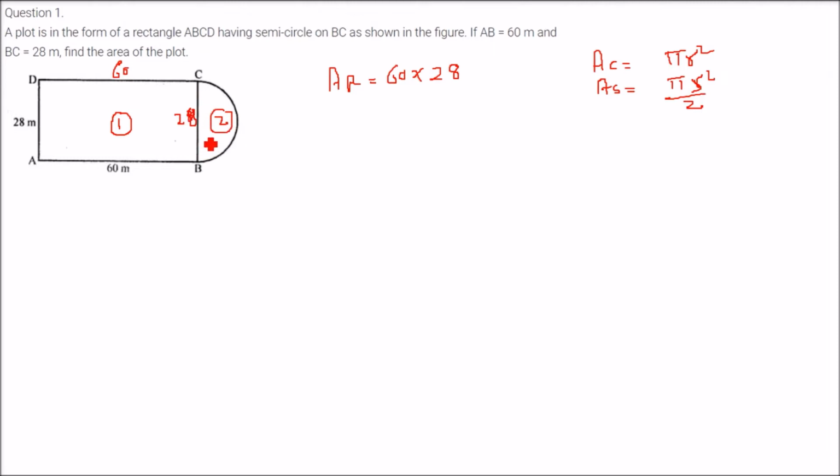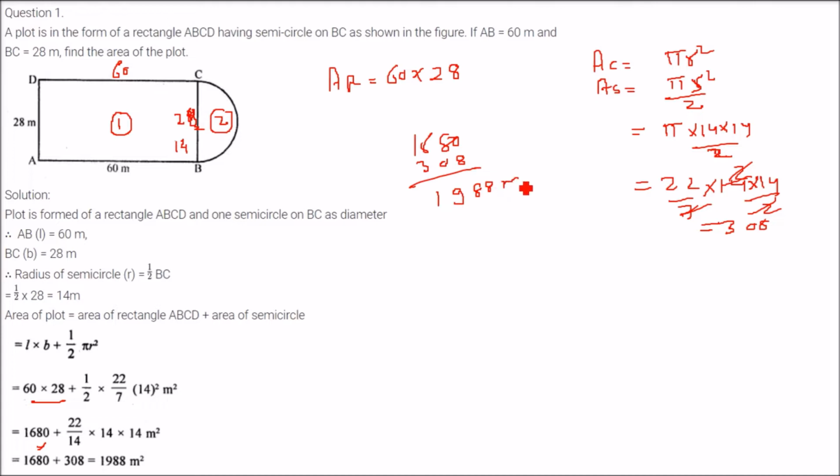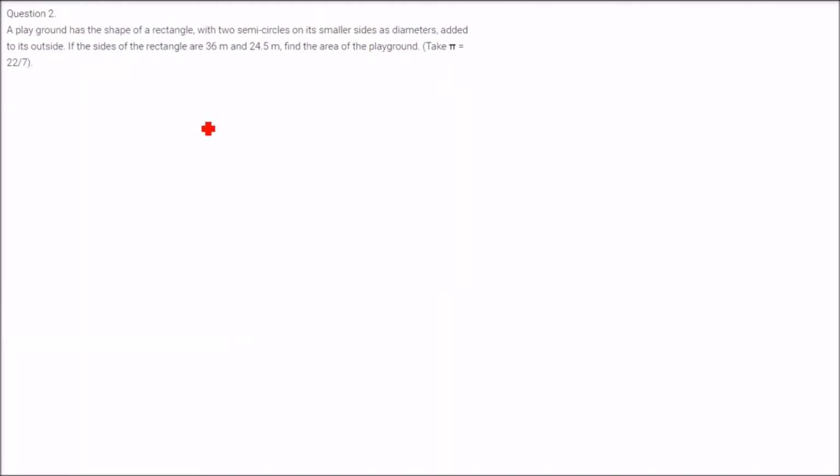So what is the radius here? See, this is 28, this is the diameter. So radius will be 14. So it will be pi into 14 by 2. So when you compute this, 60 into 28 will be 1680, and this pi r square by 2, that is pi, 22 by 7 into 14 by 2, 22 into 14 is 308. You just have to add 1680 with this 308 and this comes to be 1988 meters square.